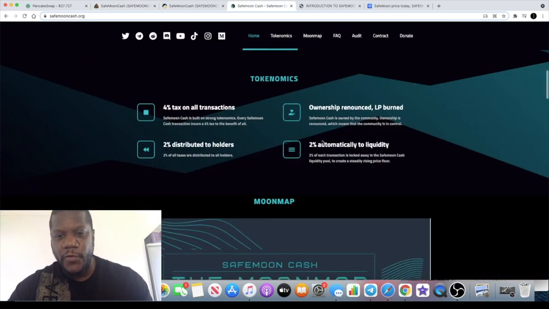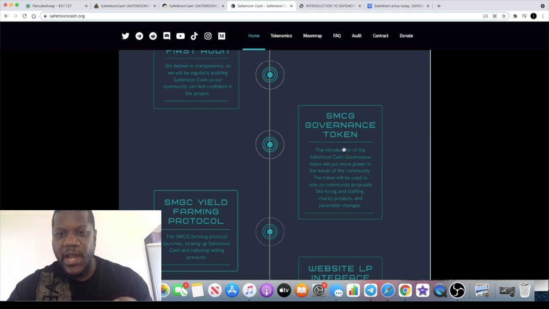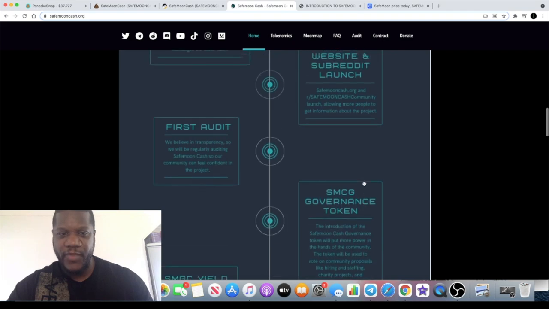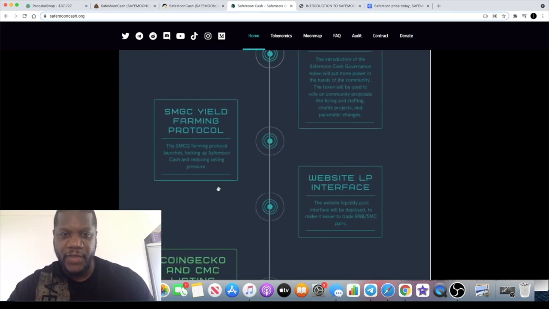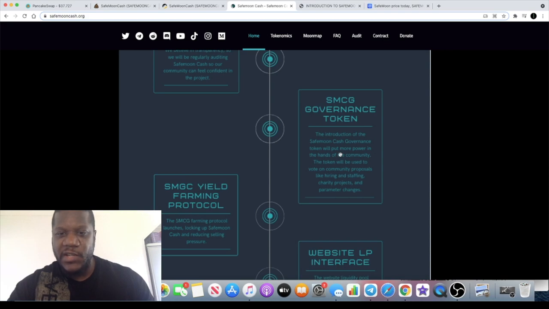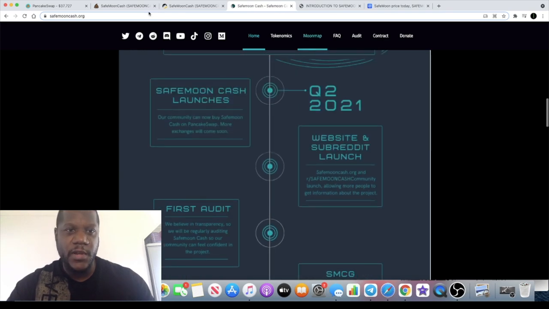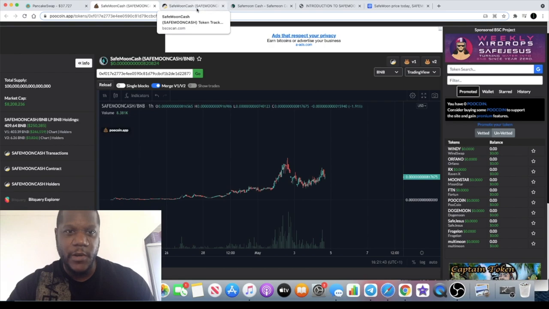Now you've actually got something to look forward to with this token, because in their roadmap they have a second token that's going to be launching soon, which is the SMCG, the Safemoon Cash governance token. If you know about governance, it will enable you to vote. The token will be used to vote on community proposals, hiring, staffing, charity projects, parameter changes, and all that sort of stuff. They're also going to have yield farming. Right now you can only buy the Safemoon Cash token, but shortly thereafter the SMCG token will be up for grabs as well, and that will have yield farming. So keep your eye out for that token as well. Even if you don't want to buy this one, keep your eye out for that, because you'll hopefully be catching it before it's done all of this crazy business over here.